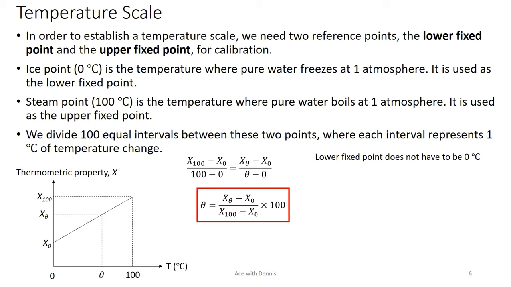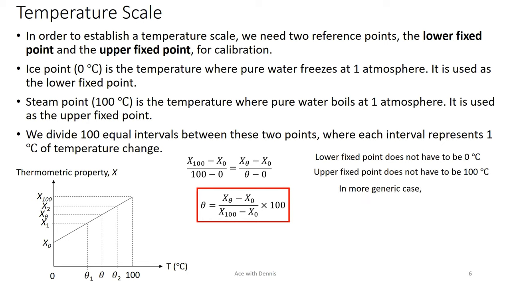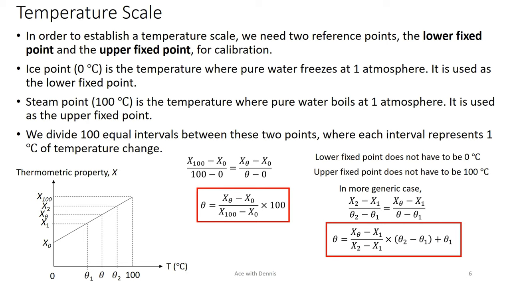The lower fixed point does not have to be 0 degrees Celsius. It can be theta 1 with corresponding thermometric property x1. The upper fixed point does not have to be 100 degrees Celsius as well. It can be theta 2 with corresponding thermometric property x2. In a more generic case, (x2 minus x1) over (theta 2 minus theta 1) equals (x theta minus x1) over (theta minus theta 1). When we make theta the subject, it becomes (x theta minus x1) over (x2 minus x1) times (theta 2 minus theta 1) plus theta 1, where theta 1 is the lower fixed point and theta 2 is the upper fixed point.